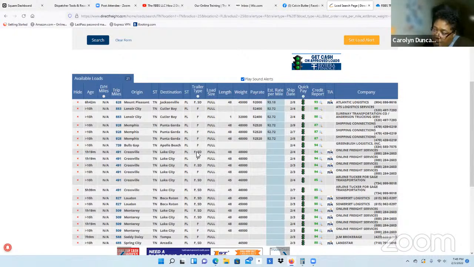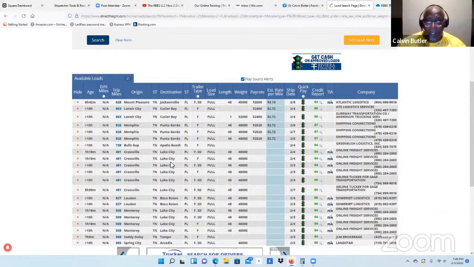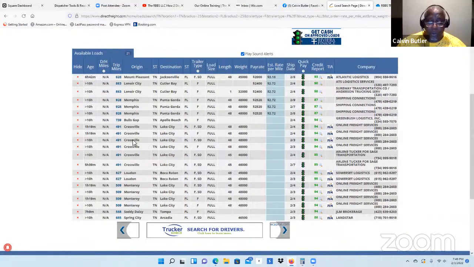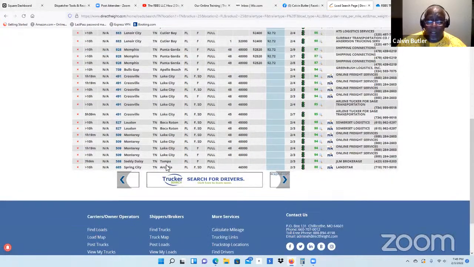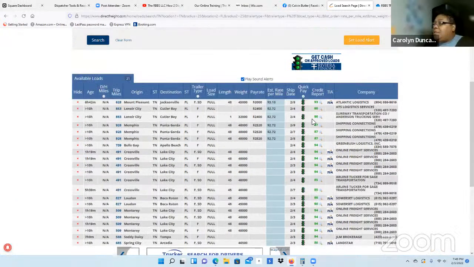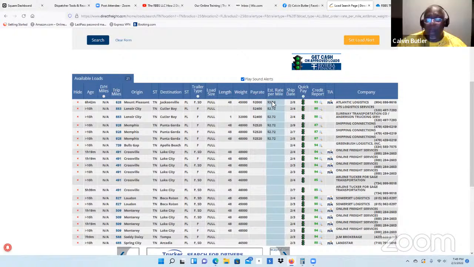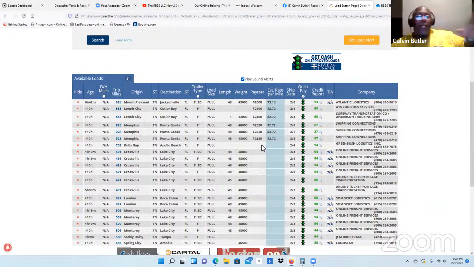Now, here's another one: Crossville to Lake City. That's another one dedicated. A lot of loads. So you got quite a bit of loads leaving from Tennessee, coming down to Florida. Okay, and I'm willing to guarantee you all of them are within this pay range, because these are what's called lanes. If we check the line haul and the lane rates, you'll find that they're probably going to be from $2.30 up to around $2.90 to $3 per mile from low to high.